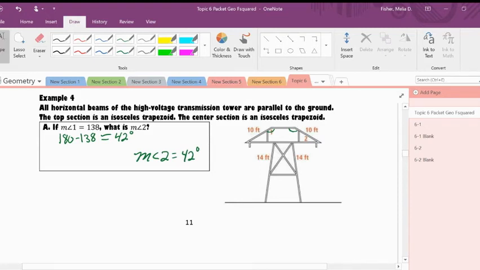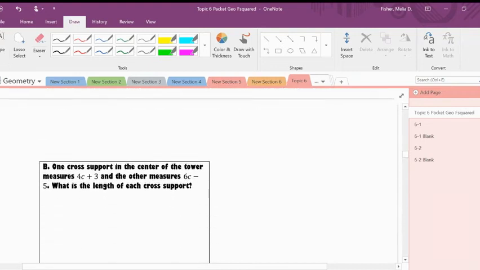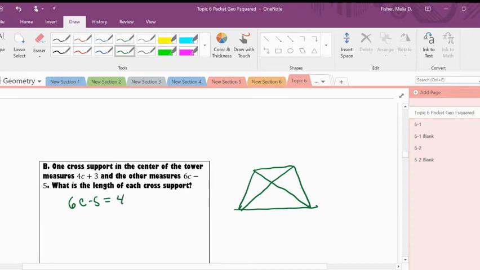Part B, we're looking at the same picture. It asks, one cross support of the center tower is 4C plus 3. The other is 6C minus 5. Those are on that middle piece of the picture. Those are the diagonal pieces. And so remember that those pieces are congruent. So we would have 6C minus 5 equal to 4C plus 3.